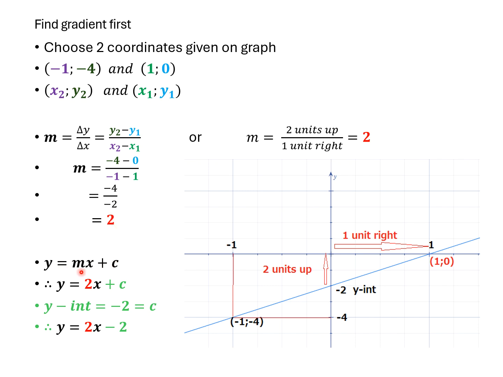So y equal mx plus c, m now equal to 2. So y equal 2x plus c. Right, where does it make contact with the y-axis? At -2. So c equal -2, therefore y equal 2x minus 2.